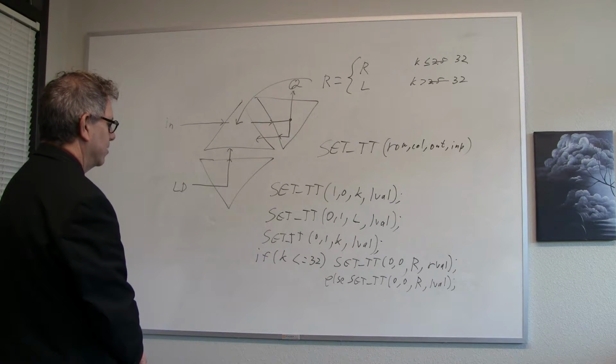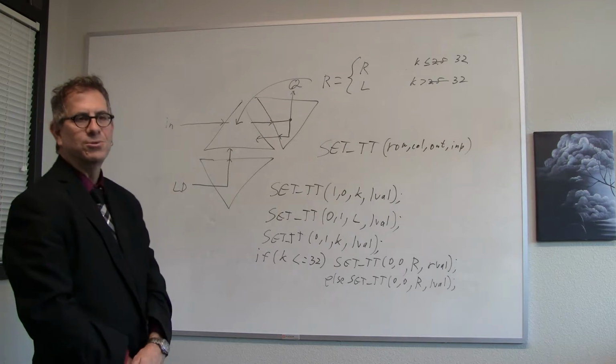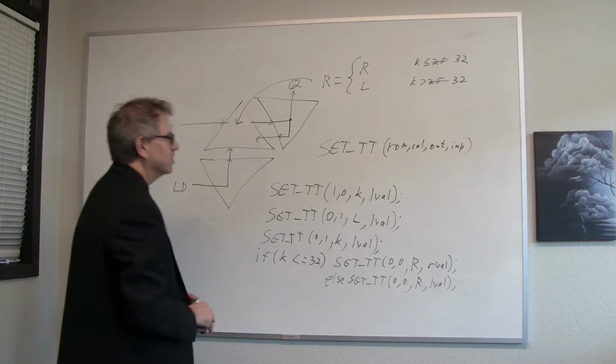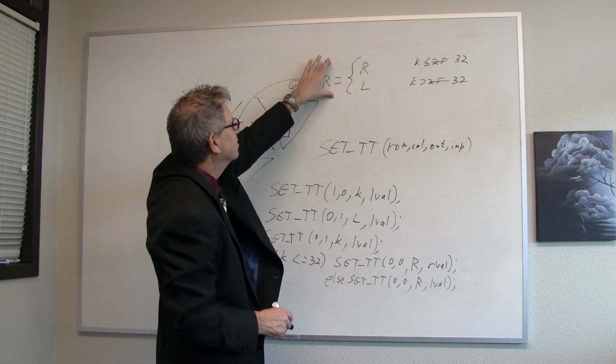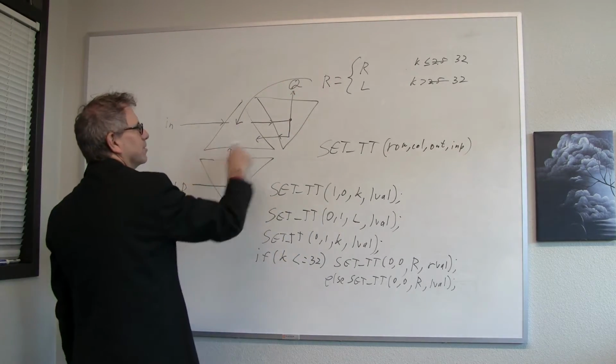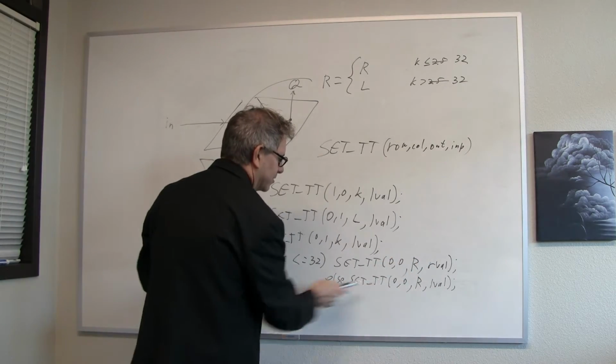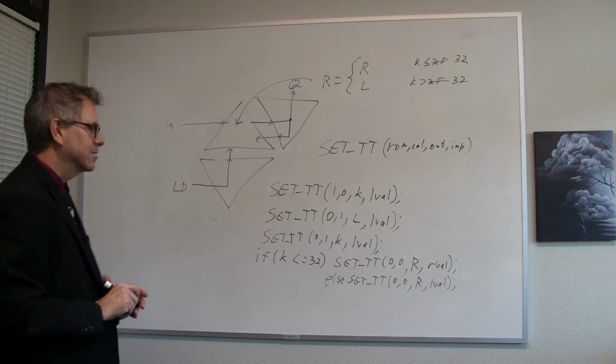Now, it's one of these things where if you don't think about it too deeply, it makes sense, right? This if-then-else statement is coding our intention here, which is if the K input is too small, then we set the truth table like this. If it's too large, we set the output like this.